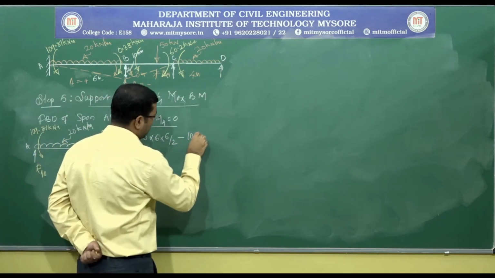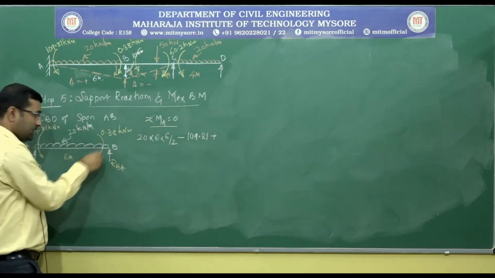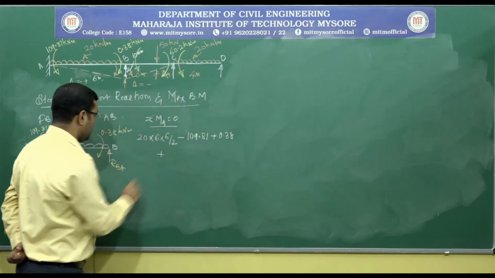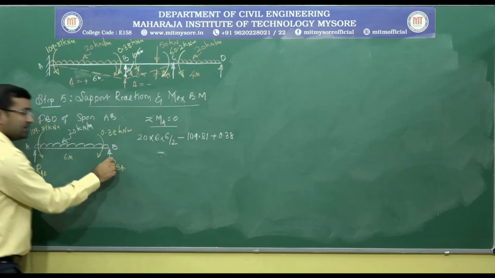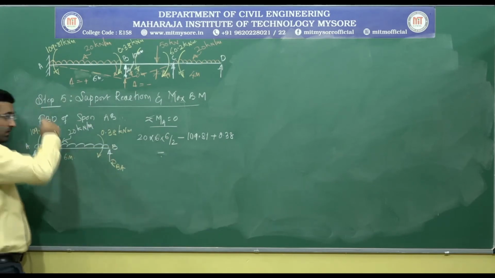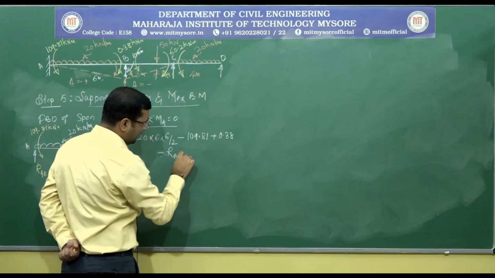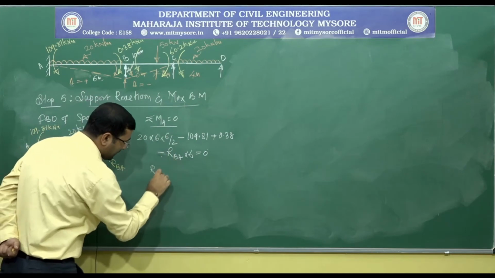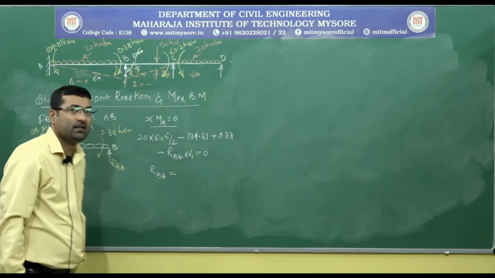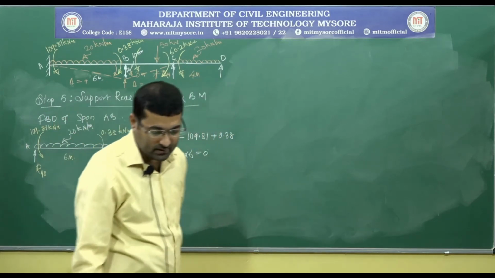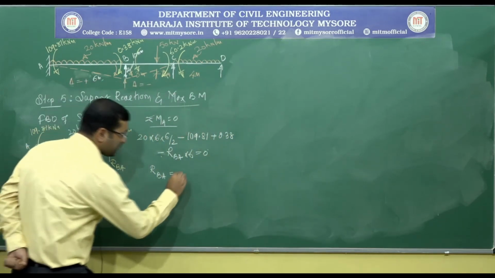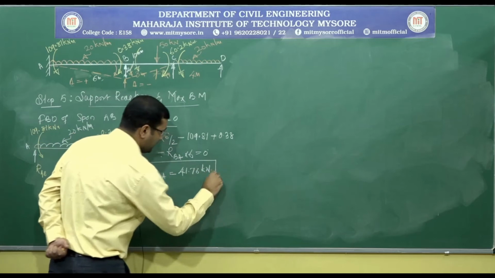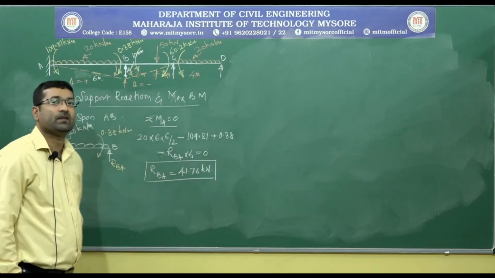So, if I take the moment of all the forces about A, then this 20 kilonewton per meter UDL creates a clockwise moment. So, it is 20 into 6 into 6 by 2, minus we have this anticlockwise moment 109.81, then we have this clockwise moment plus 0.38, then minus this support reaction, it is creating an anticlockwise moment, so minus RBA into 6 equals to 0. If I solve this equation, I will get the value of RBA, that is reaction at B, as 41.76 kilonewtons.